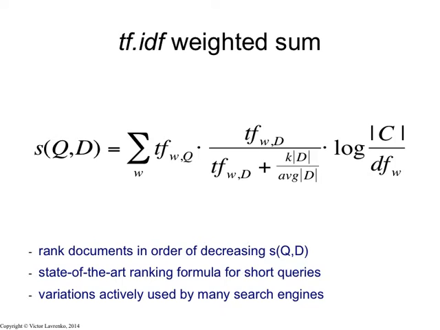So if you have the query Q and a document D, you compute this quantity, you compute it for every one of the documents in your data set, and then you rank the documents by the decreasing tf-idf weighted sum. Right? So you rank them in decreasing order of the numbers that you get from this.